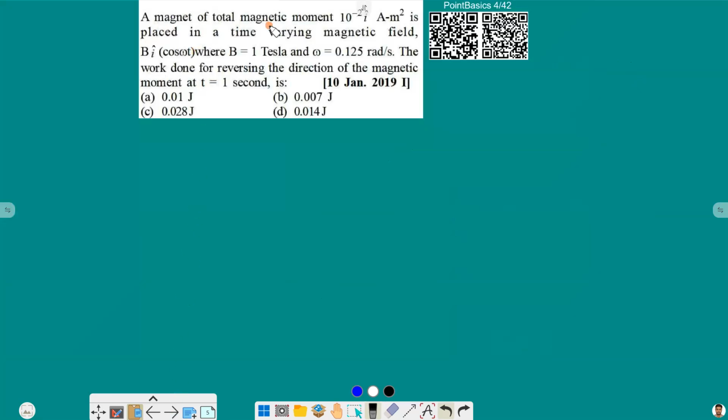A magnet of total magnetic moment 10 raised to power minus 2 i ampere meter squared is placed in a time varying magnetic field B i cos omega t. Here i represents the direction. So we can say M is 10 raised to power minus 2 of i.